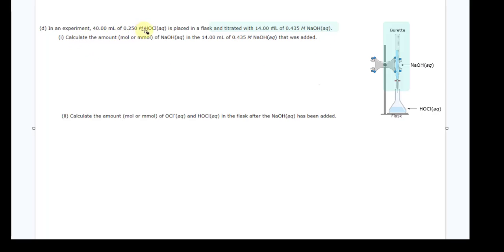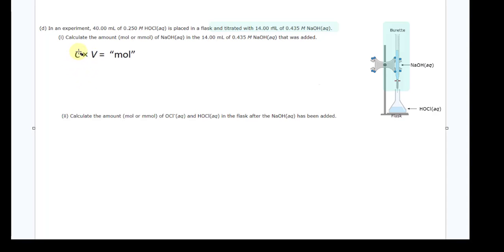Calculate the amount of sodium hydroxide in the 14 mLs of 0.435 molar sodium hydroxide. Oh, this is a pretty straightforward problem. Very often, buried in FRQs, there'll be a simple question like this where you can do something that you know pretty easily and just quickly fire out an answer and get a quick point. So don't give up on an FRQ if you don't know the first couple of things. Buried in it will be something that you can easily do.